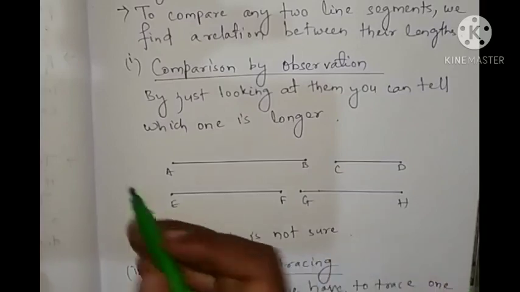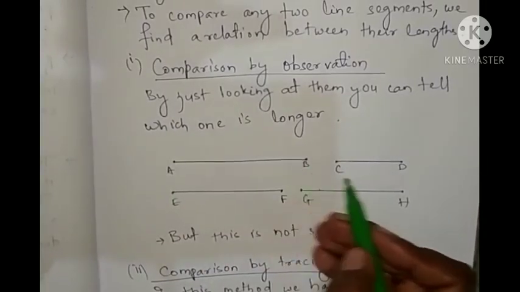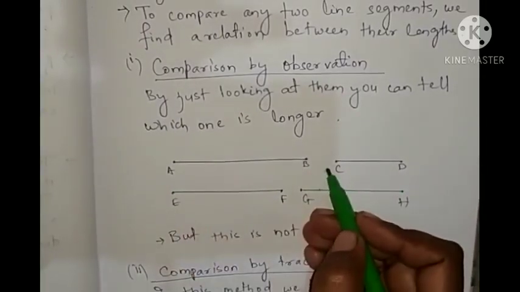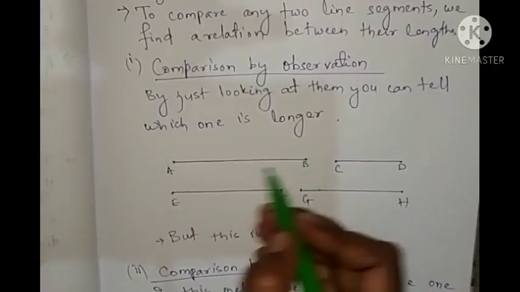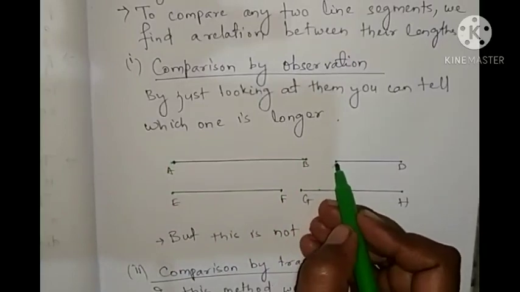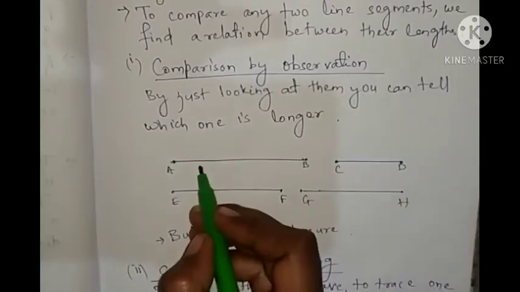Look here at line segment AB and line segment CD. By just looking at them, from A to B and from C to D, you look at the distance from here to here, and from here to here.